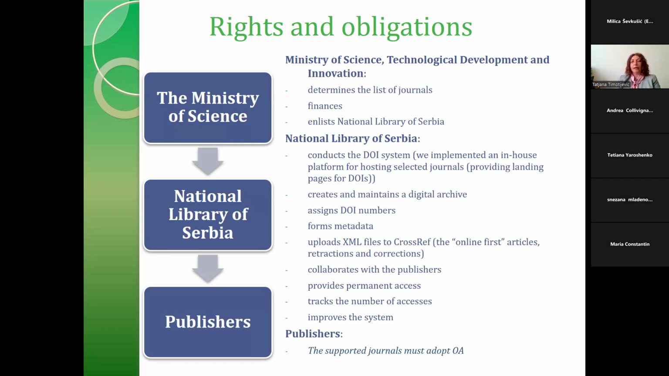So on this slide, you can see some of the obligations of the National Library of Serbia. We conduct the DOI system. For the start, we implemented an in-house platform for hosting selected journals. We create and maintain a digital archive, assign DOI numbers, form metadata, and upload XML files to Crossref. We also handle online first articles, retractions, and corrections. We collaborate with publishers, provide permanent access, track the number of accesses, and we are constantly improving our system. What is on publishers, and one of the main obligations and rules for them, is that supported journals must adopt open access.